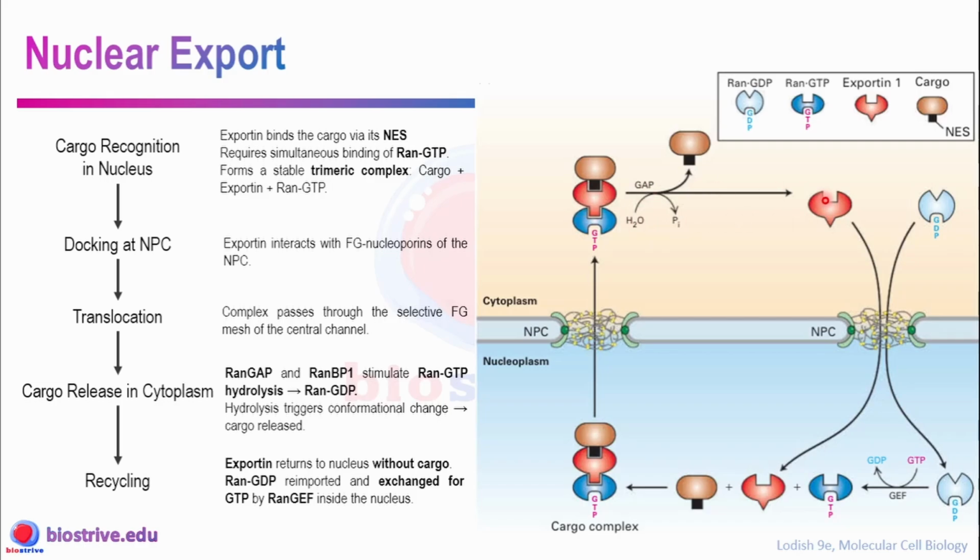Now this exportin will cycle back into the nucleus, and this RAN GDP will also cycle back into the nucleus. In nucleus we have high concentration of RAN GEF, which will attach GTP in place of GDP. So we have higher concentration of RAN GTP, and this exportin has also recycled back. So these two complexes are ready to bind with a new cargo protein through NES and start the cycle again.